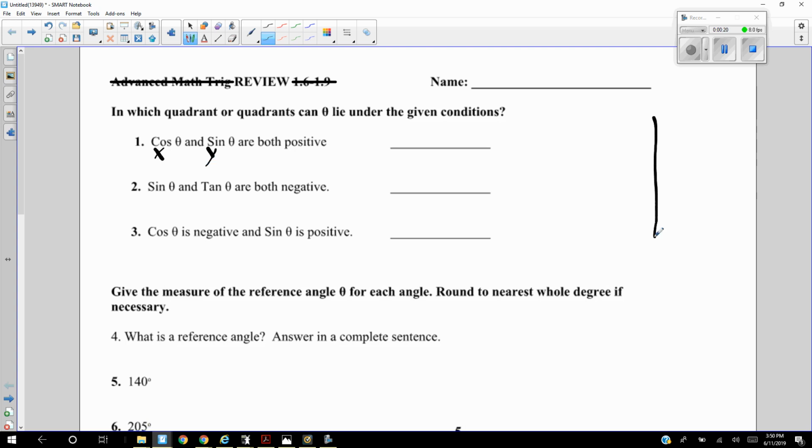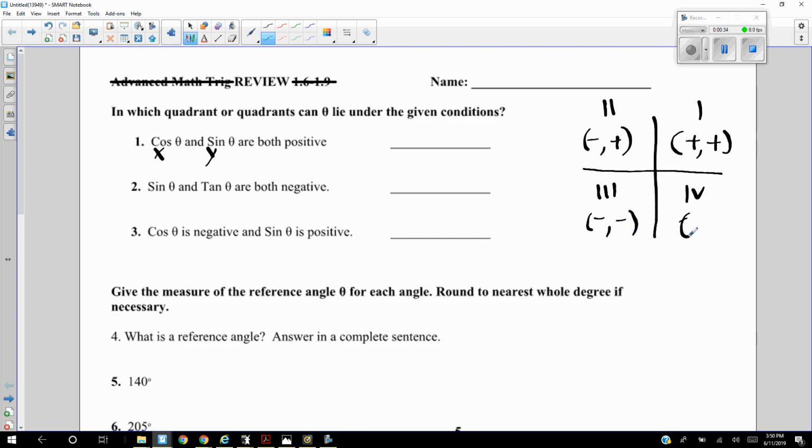So what I like to do first is draw my trig chart. This is quadrant 1. This is quadrant 2. X is negative in this quadrant. This is quadrant 3. They're both negative in this quadrant. And this is quadrant 4. Y is negative in this quadrant.